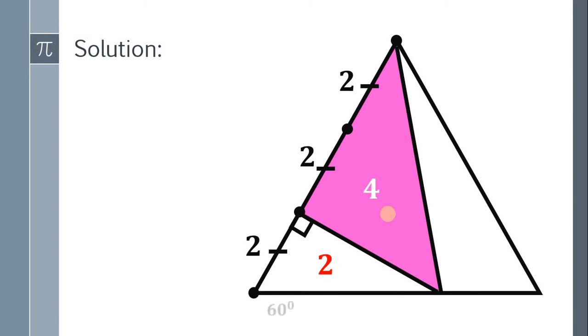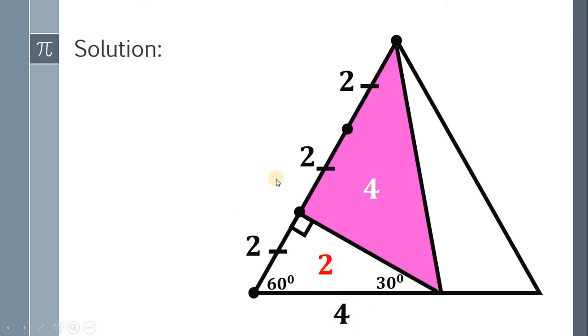Now, we know that this is 60 degrees because it is an equilateral triangle and this is 30 degrees. Since it is a 30, 60, 90 right triangle, the length of the hypotenuse of this triangle is twice the measure of the shorter leg. And we know the measure of the shorter leg, which is 2. Therefore, the length of the hypotenuse is simply 2 times 2 or simply 4.